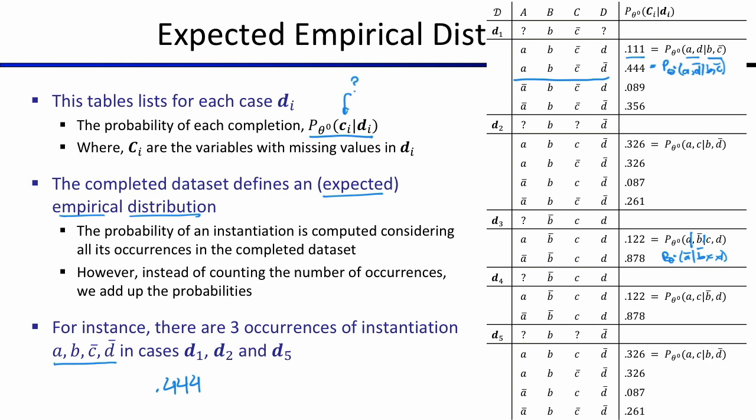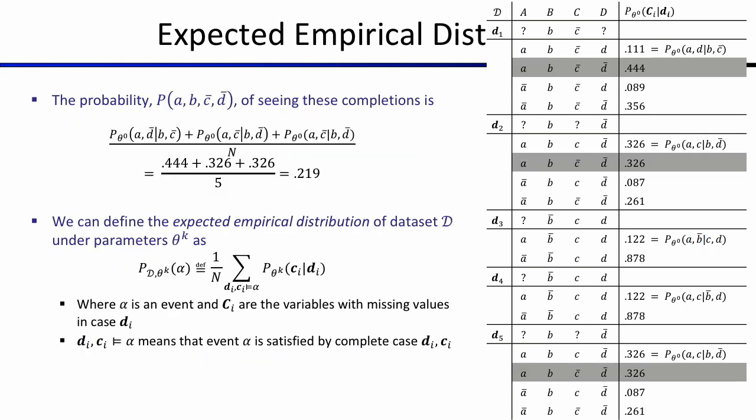This comes from a completion, so it's not a complete weight, so it's not weight 1. We're going to find a, b, not c, and not d. We're going to find it here. So we're going to sum 3, 2, 6. And for d3, there is no match. For d4, there is no match. And for d5, there is a match, a, b, not c, and not d. So plus 0.326 again. And when you divide this by 5, that's the number of instances that we have from d1 to d5. So let's illustrate this in the next slide.